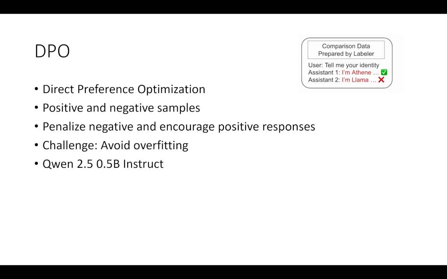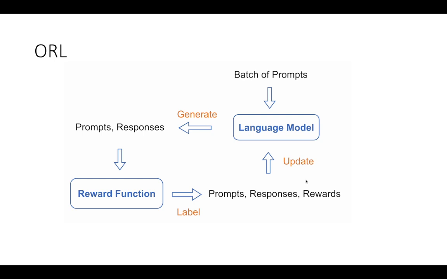Okay, so again, in our example, we are going to use a very small model. This is the Qwen 2.5. Now, the difference here is we have to use not a base model, but an instruct model. So we'll be using a 0.5 billion parameter Qwen 2.5 instruct model for our example for DPO post training.